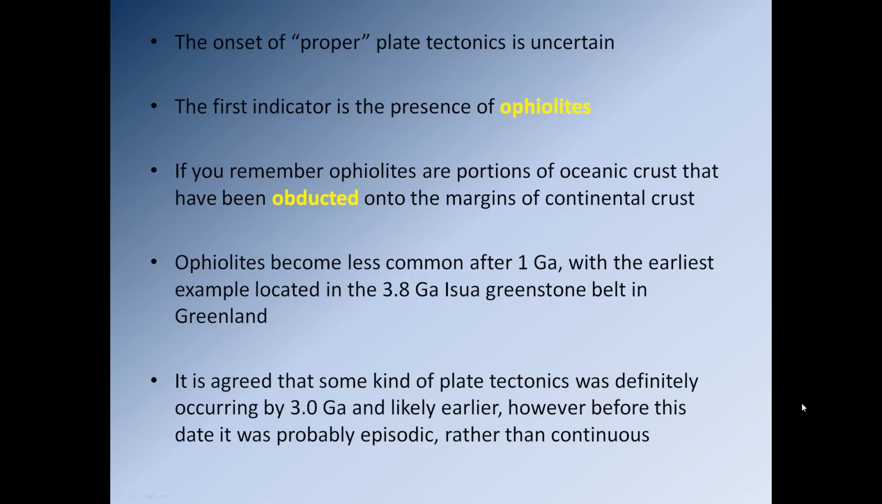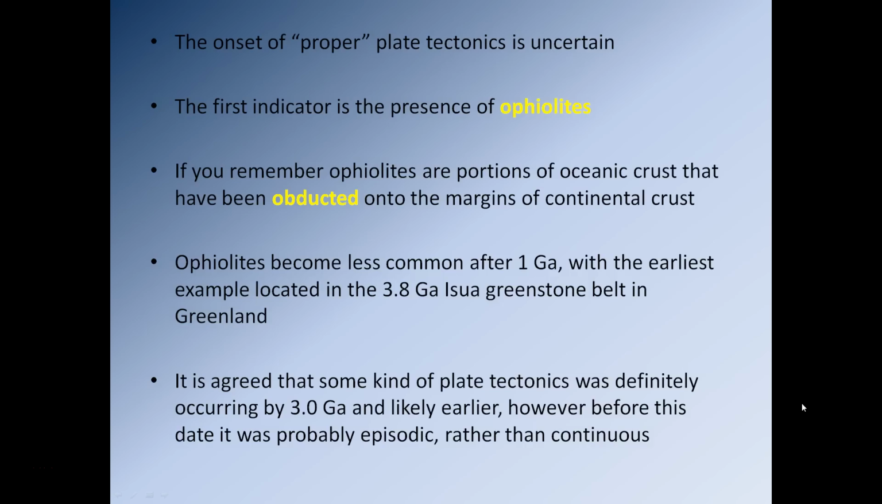The ophiolites become less common after about 1 billion years, and the earliest example is the Isua Greenstone belt, which is about 3.8 billion years old. So we know we definitely have to have plate tectonics by 3.8 billion years, because we have ophiolites forming. So we know at this point we definitely have to have pieces of crust moving about, and we know from the fact that we have ophiolites, those pieces of crust must have been banging into each other. So the evidence we have agrees that some kind of plate tectonics was definitely around by 3.8 billion years.